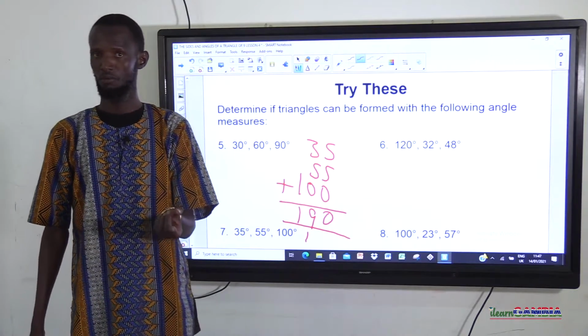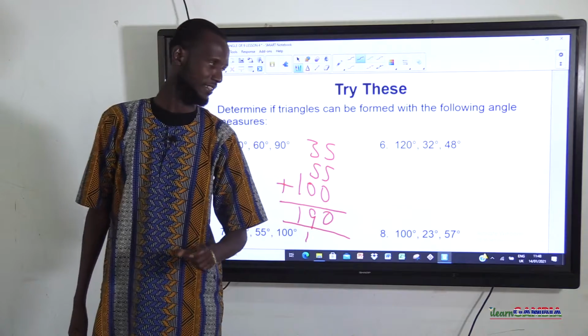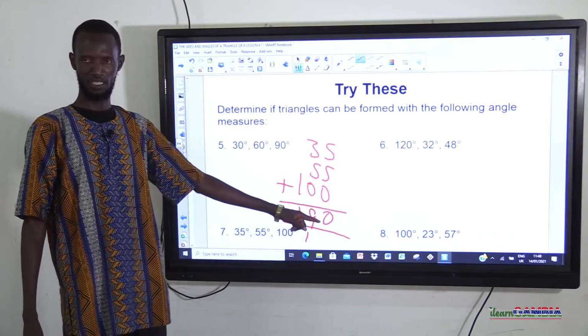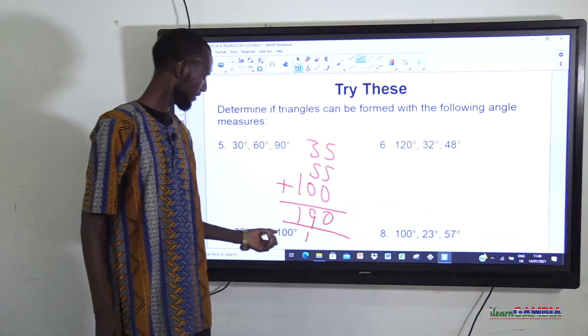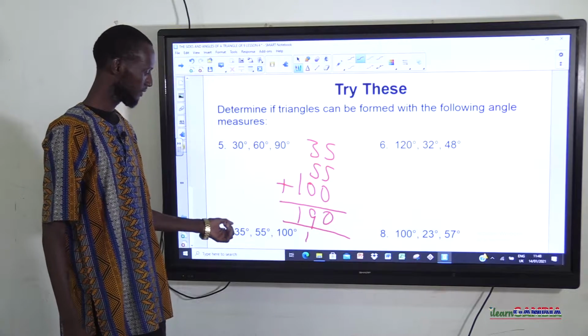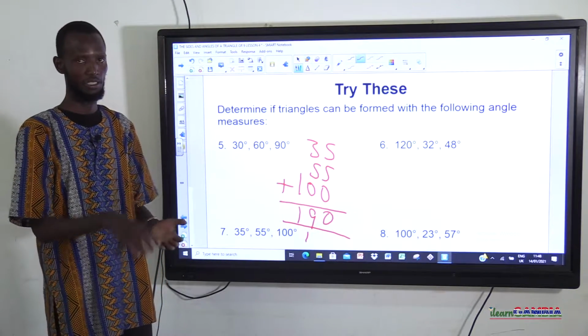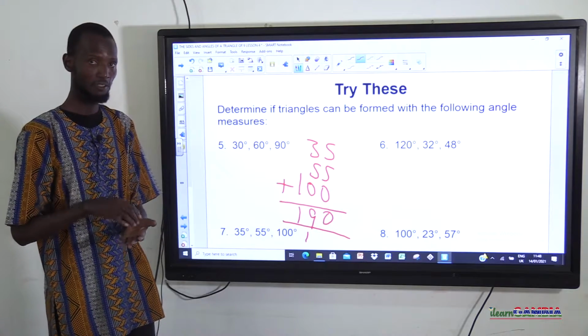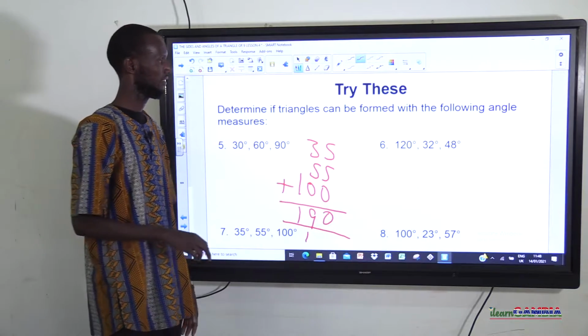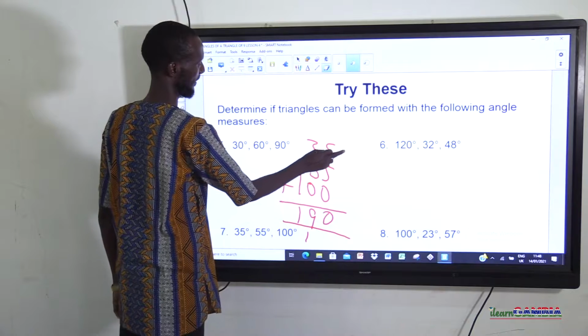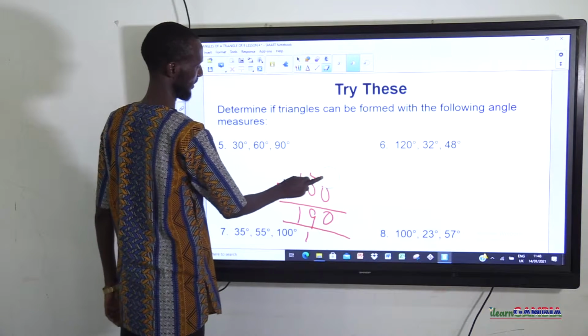No, it is not. What we really want is 180. And this is not giving us 180, so we can say therefore that 35 degrees, 55 degrees, and 100 degrees do not form a triangle because their sum is not equal to 180. And we can test now for the last one.